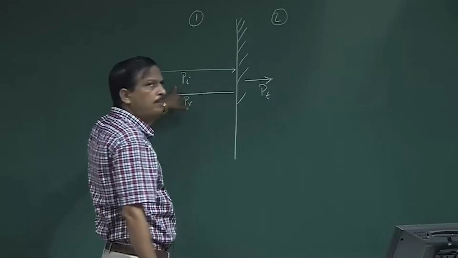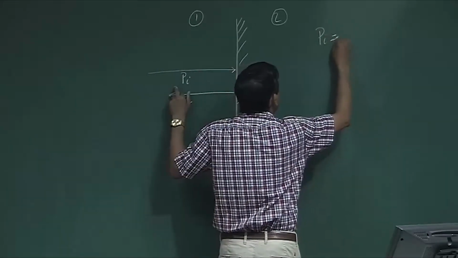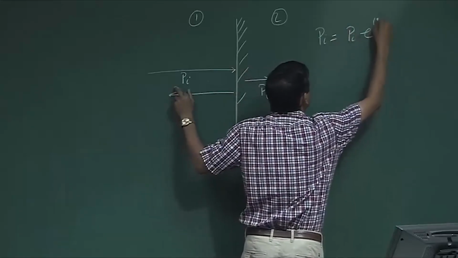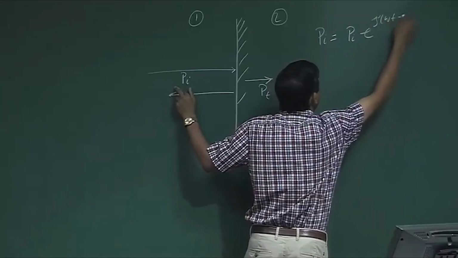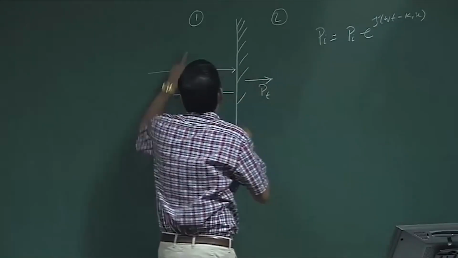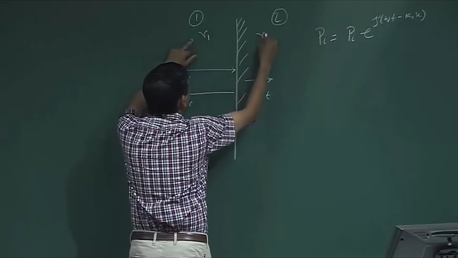So this is the pressure wave Pi. What is the expression for Pi? Pi is nothing but, let the amplitude of Pi be A, e to the power j omega t minus k1 x. Let this medium have acoustic impedance R1 and this medium have R2.